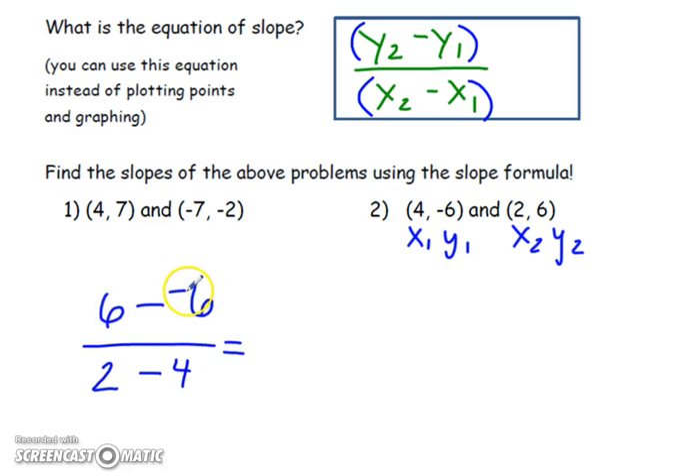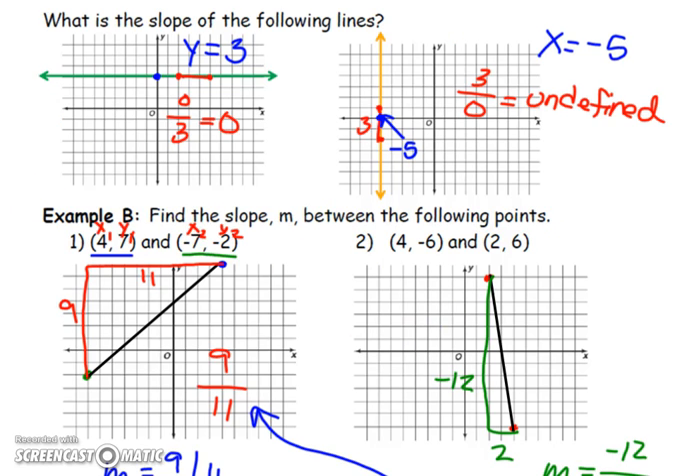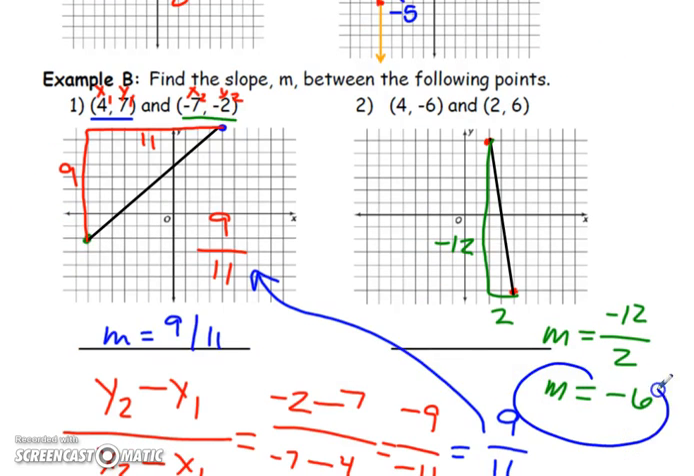6 minus -6 comes out to 12. 2 minus 4 comes out to -2. And when I simplify this, it does come out to -6, which if we rewind and look at that answer down below, we had the exact same answer for that exact same set of points.